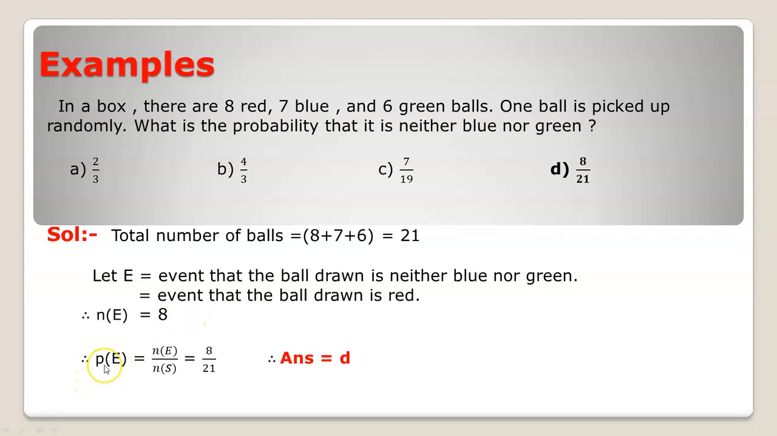So by using the probability formula, P(E) is equal to n(E) upon n(S), which is equal to 8 divided by n(S), the sample points, 21. So answer D is the correct answer, and this is the probability of the red ball.